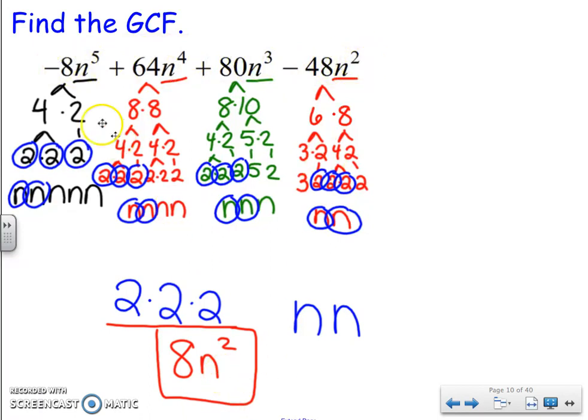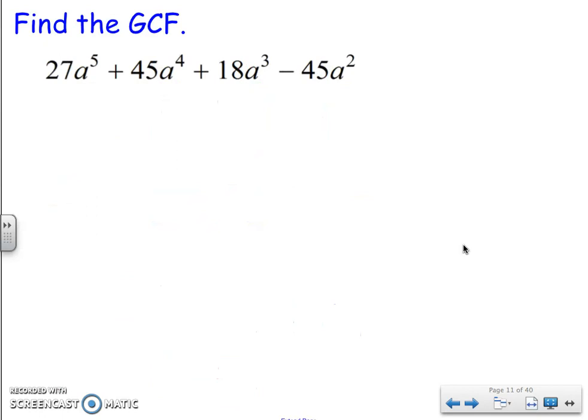And then another shortcut is you can check to see if this smallest number would go into a 64, would go into an 80, and would go into a 48. So if the smallest number out of all your terms goes into all of them, that's automatically going to be your GCF. Okay, so that's kind of a trick to doing these problems. Okay, so let's try this one on your own. So try finding the GCF of this problem, press pause, and we will go over it.